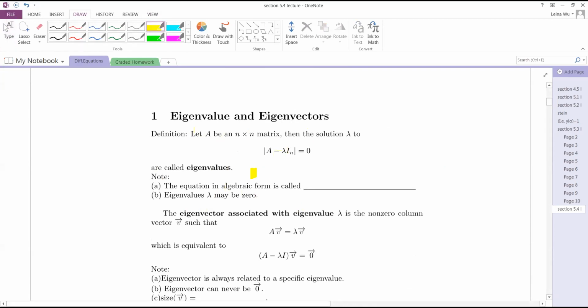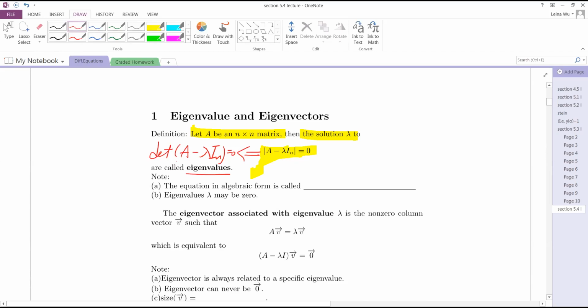So A is an n by n matrix, a square matrix, then the solution lambda to this equation, A minus lambda I sub n, with absolute value signs on both sides. What does that mean for a matrix when you have two straight lines to the left and to the right? You guys recall? Determinant, yeah. So this is the determinant of A minus lambda I_n equals 0. If you can find a solution to this equation, then those solutions are called eigenvalues.